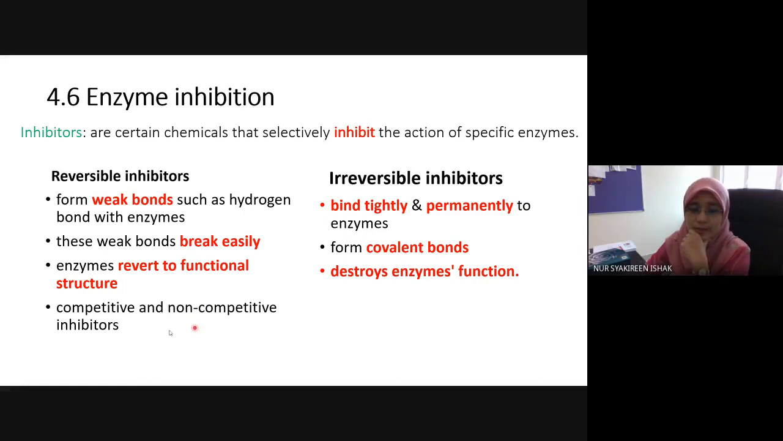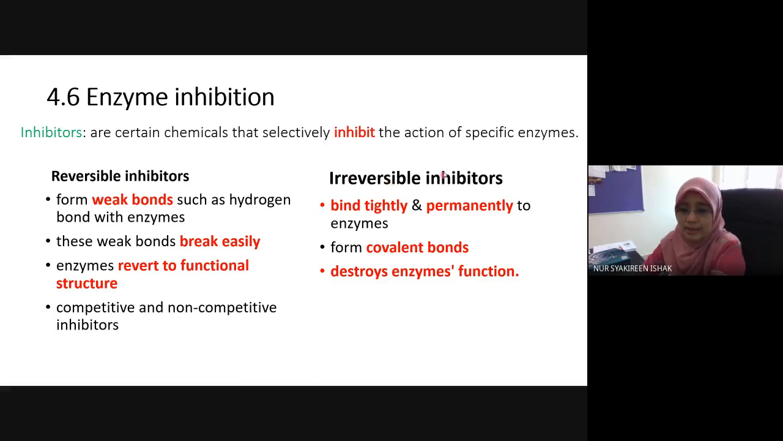But as for non-competitive inhibitors, the inhibitors will bind straight to the allosteric site. And it does not care about the active site at all. So that's why we call it non-competitive inhibitors. As a result of binding to the allosteric site, it will cause the enzyme to change shape. Once the enzyme changes shape, it causes the active site to also change shape. And once the active site changes shape, the substrate cannot bind to the active site. So the enzyme cannot catalyze the reaction.